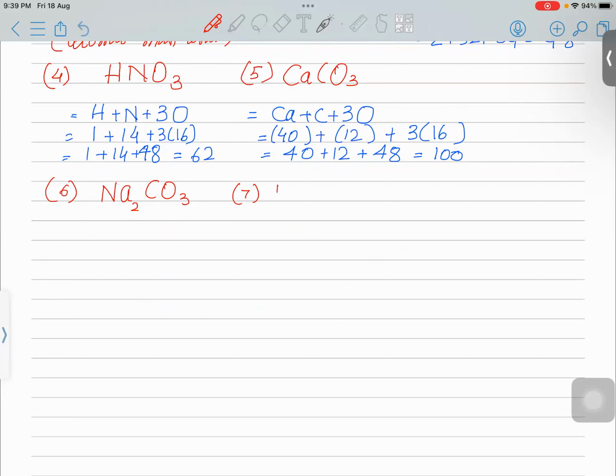Seventh is Na3PO4. Number 8, Ca3(PO4)2. Tell me the answer of the first.